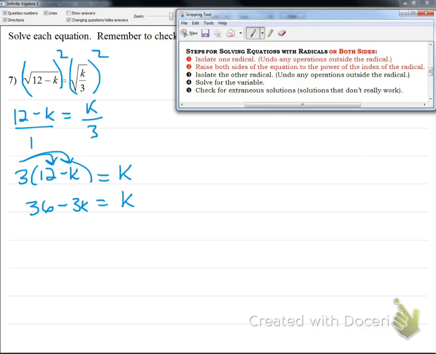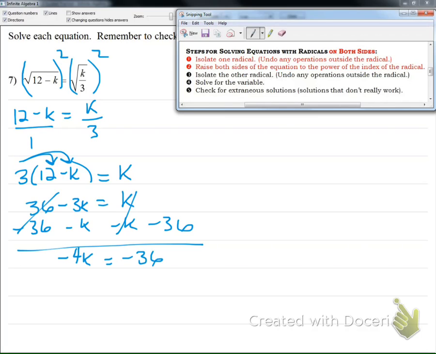This is a linear equation, so we need to get our variables on one side, so we're going to subtract k, and our constants on the other, so we're going to subtract 36, so that we have just constants on the right and just variables on the left. Combine like terms, you have negative 4k is equal to negative 36.